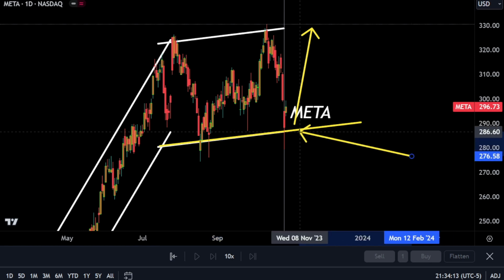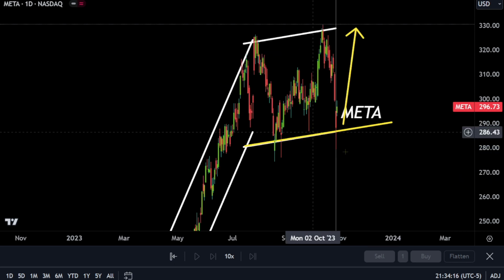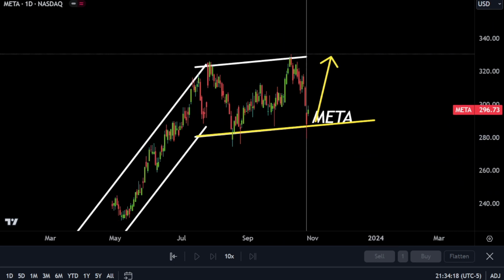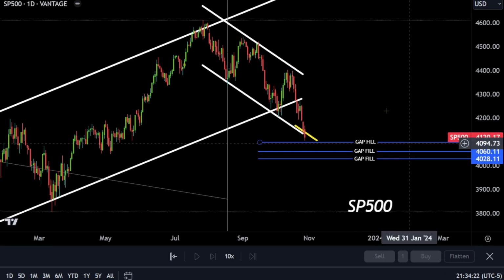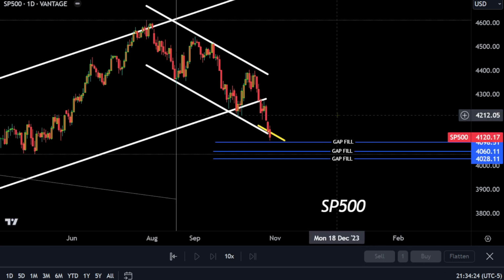So if you have Meta and NVDA at support, right? That can hold up the indexes on their support because they're on support also. So if you have all these indexes, and you have the big companies like NVDA.